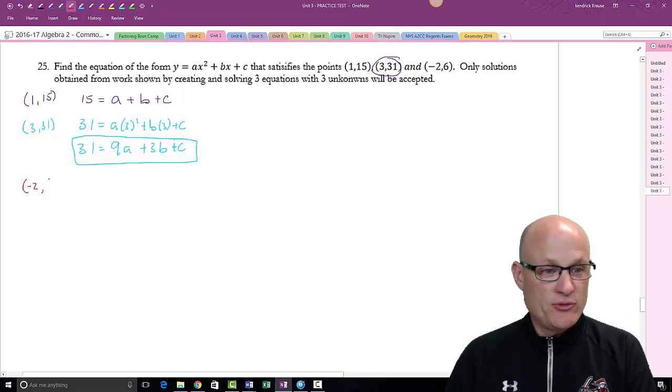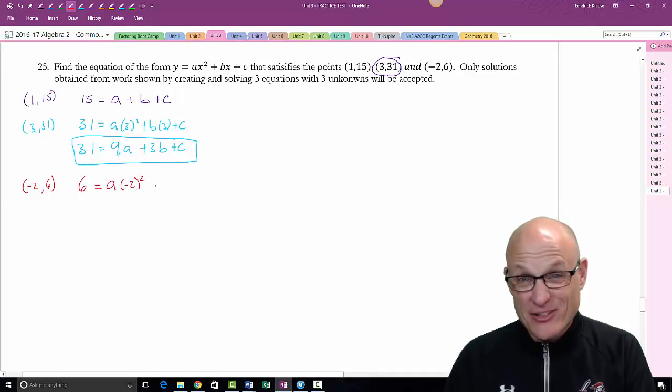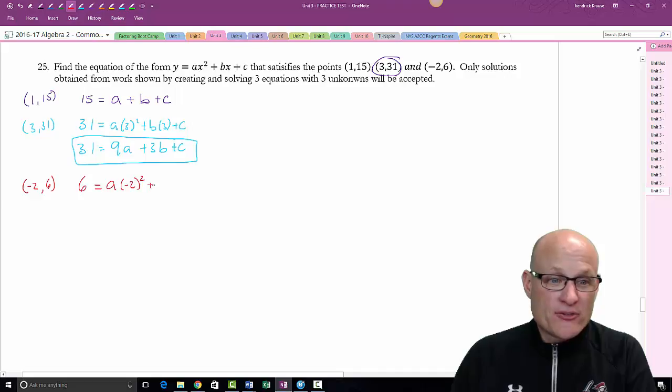Oh, I got a negative. Good, I'm glad I decided to pick a negative here. So we got (-2, 6). So we're going to do 6 equals a times -2 squared, that's going to be positive 4, plus b times -2 plus c. So I end up with 6 equals 4a minus 2b plus c.